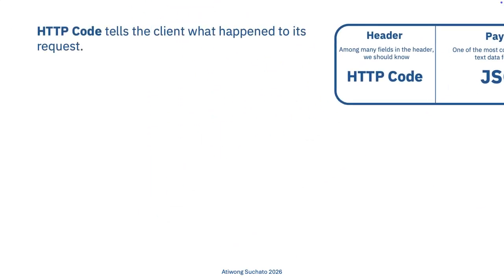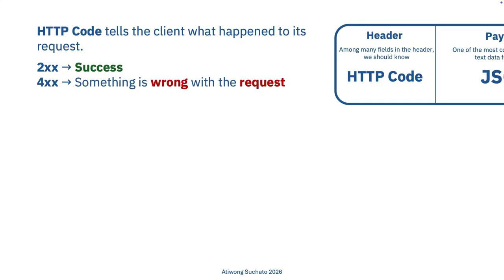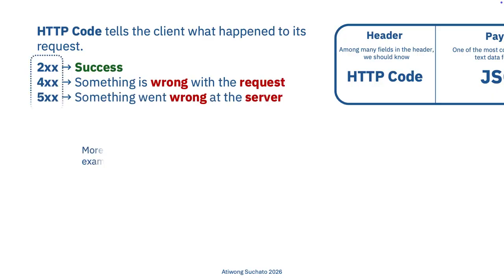The HTTP status code tells the client what happened to its request. You do not need to memorize a long list of codes. For now, just remember the broad groups. A code beginning with 2 means success. A code beginning with 4 means that something is wrong with the request. And a code beginning with 5 means that something went wrong at the server.